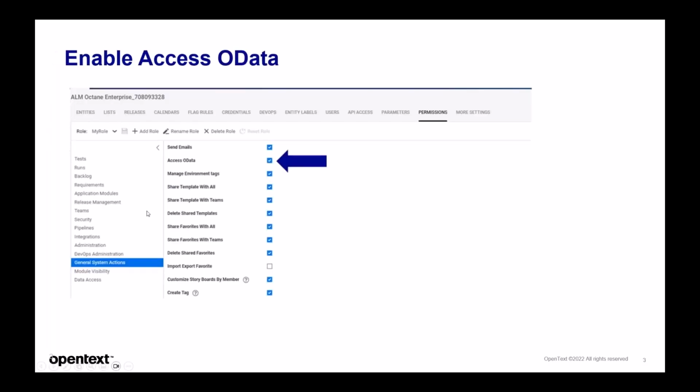So first, let's talk about the prerequisites for accessing OData. The first thing we want to look at is the permissions of the groups that will be using the API key. So we want to go into our shared workspace and go into the permission tabs. In the permission tabs, you want to go to generals, select your role first, and then go to general system actions permissions, and make sure that you have access to OData.